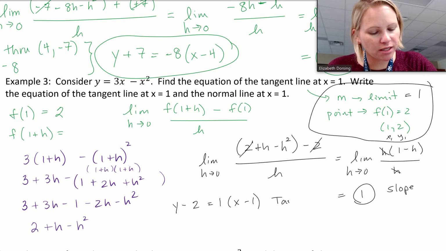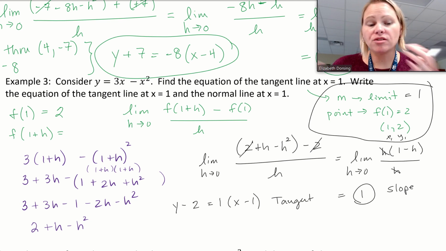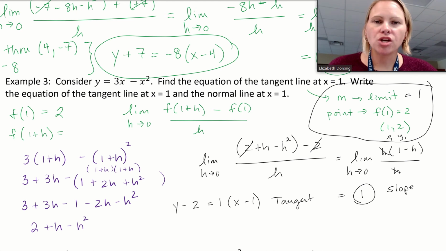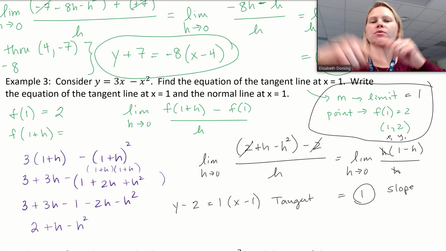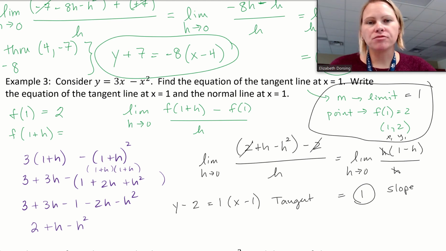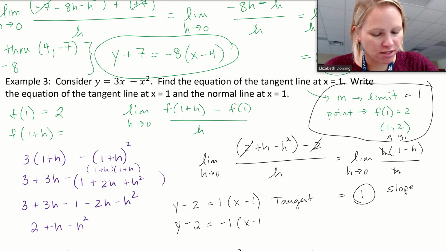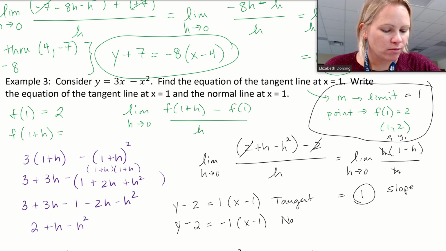And I'm going to label it tangent, because then the second part says write the equation of the normal line. Well, the normal line is perpendicular. So the only thing that's going to change is your slope is going to become the opposite reciprocal. And the opposite reciprocal of 1 is just negative 1. So y minus 2 equals negative 1, x minus 1. So this is my normal.